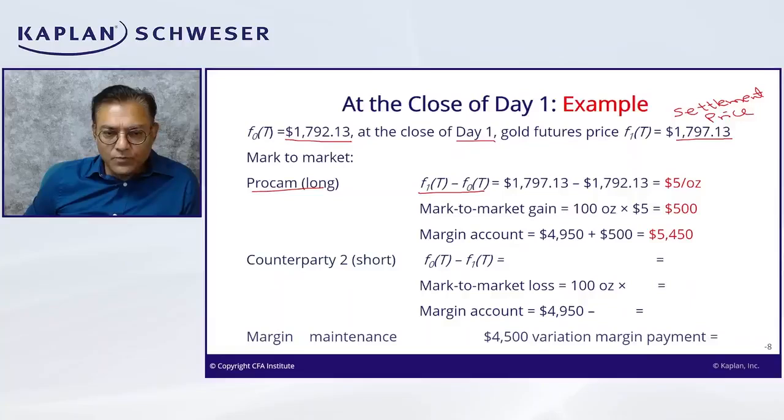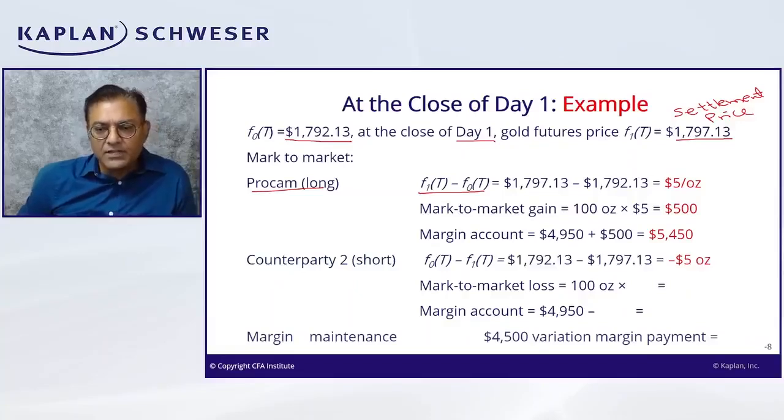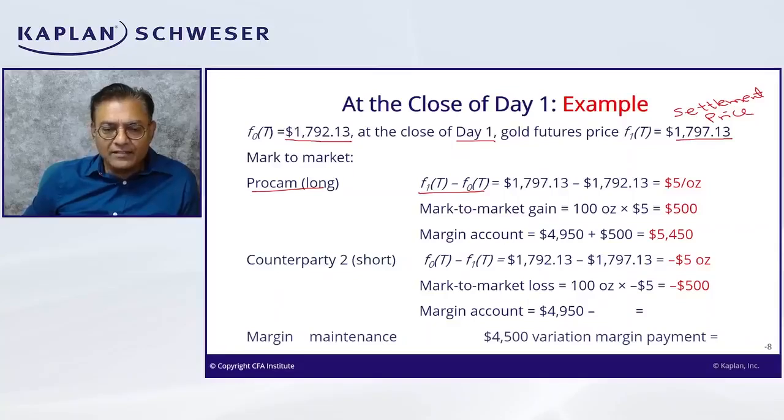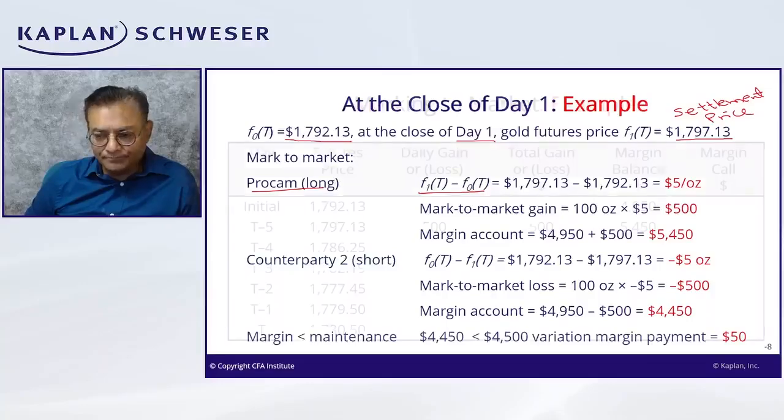Counterparty 2, the short party, will experience a loss just as ProCam experienced the gain of $500. The counterparty experiences a loss of $500, and their margin account will be debited by that $500 loss, which will result in a balance that falls below the maintenance margin of 4,500. So given a maintenance margin of 4,500, you are going to deposit an additional $50, known as the variation margin.